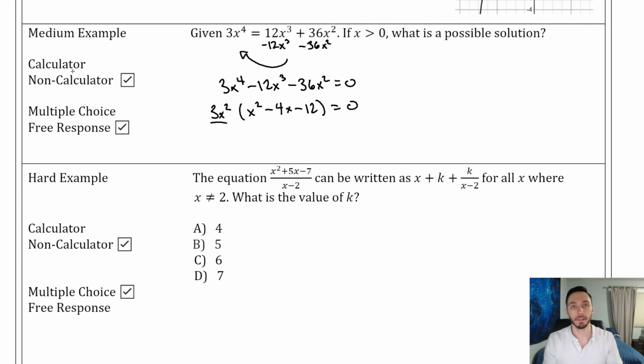I know it's just non-calculator, but again, I'm trying to refresh you on these things. How do I factor this? We'll solve the problem without graphing it. What multiplies into 12 and adds into -4? x minus 6, x plus 2.